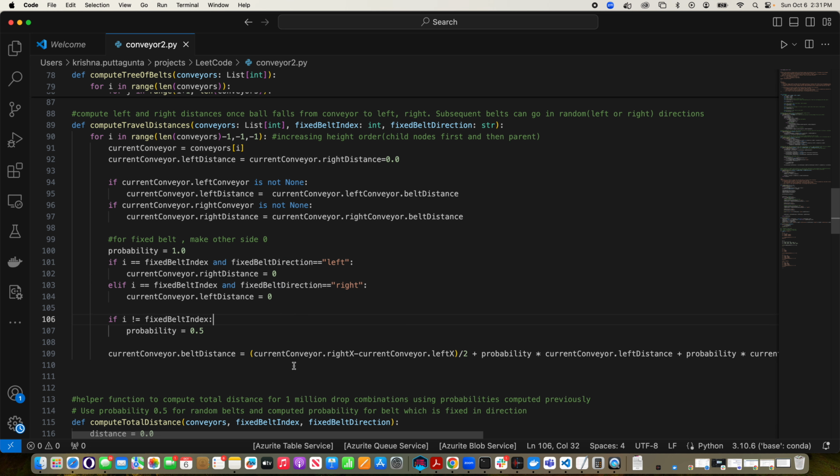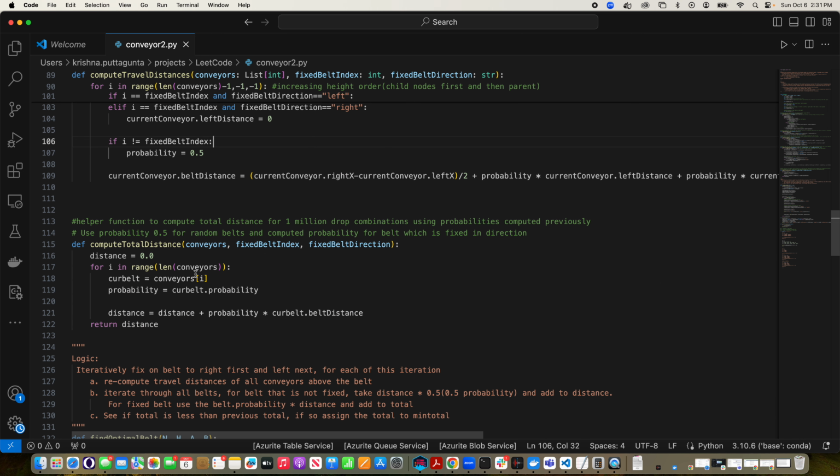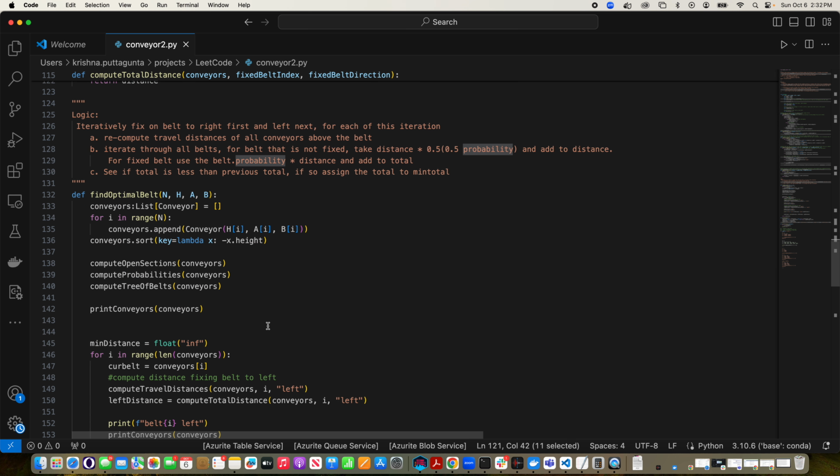So once you compute that, you compute the total distance by adding up all of that, multiplying the belt distance with the probability of each belt. The probability of the belt is nothing but how much of the belt is exposed to the package falling onto it directly. So you get the total distance. That's what we call here, and we use that.